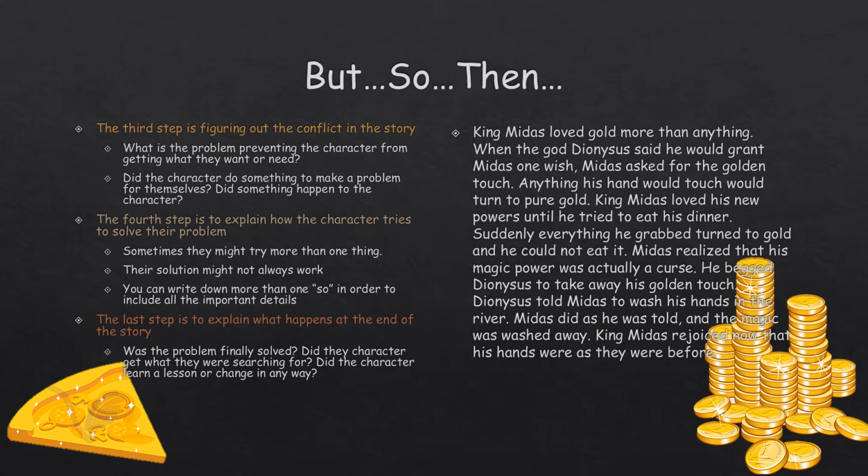Step 3 is one of the most important steps. Every story has a conflict or problem. That's what makes it interesting. So for the but, what's the problem? You need to be able to explain what is preventing the character from getting what they want or need. Or did something happen that is causing an issue for a character, like with our King Midas?